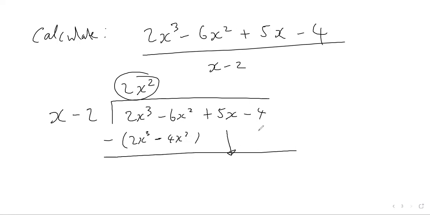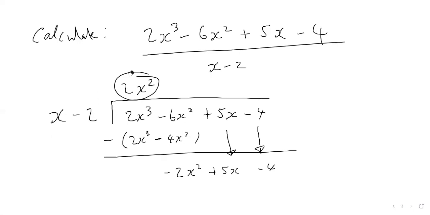And then we do the same thing. We're going to bring that 5x and that minus 4 down there. And then we do 2x cubed minus 2x cubed. Well, that's just 0. Minus 6x squared minus 4x squared. That's going to be minus 6x squared plus 4x squared. So minus 2x squared, like that. Okay, and then the method continues.